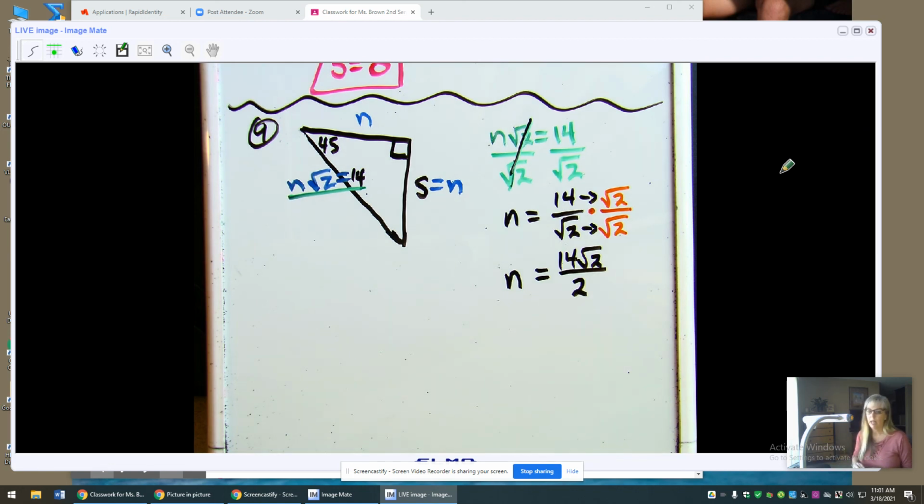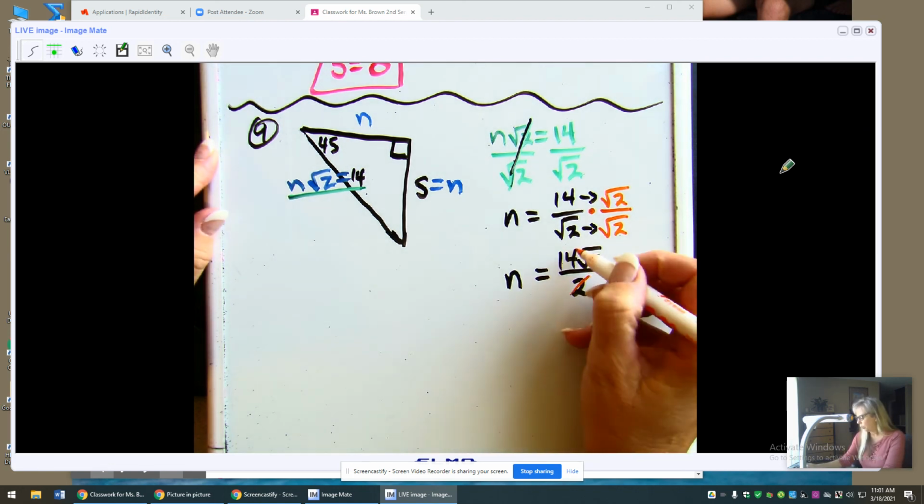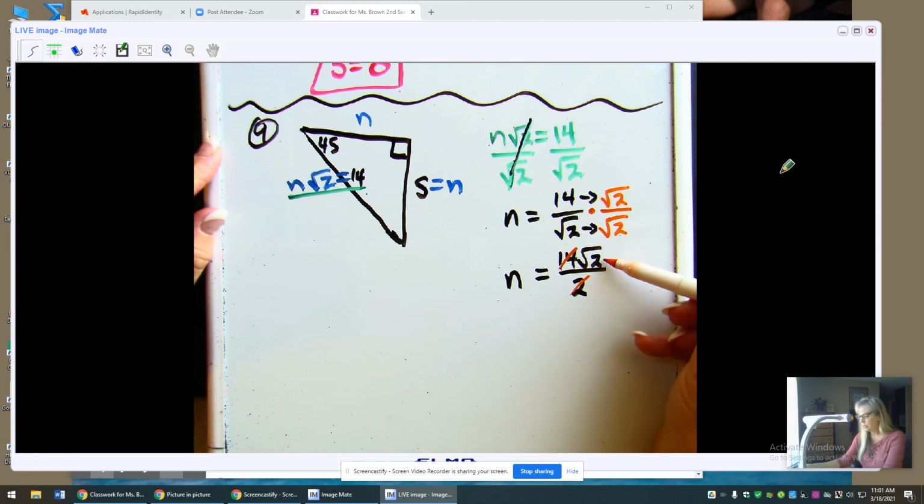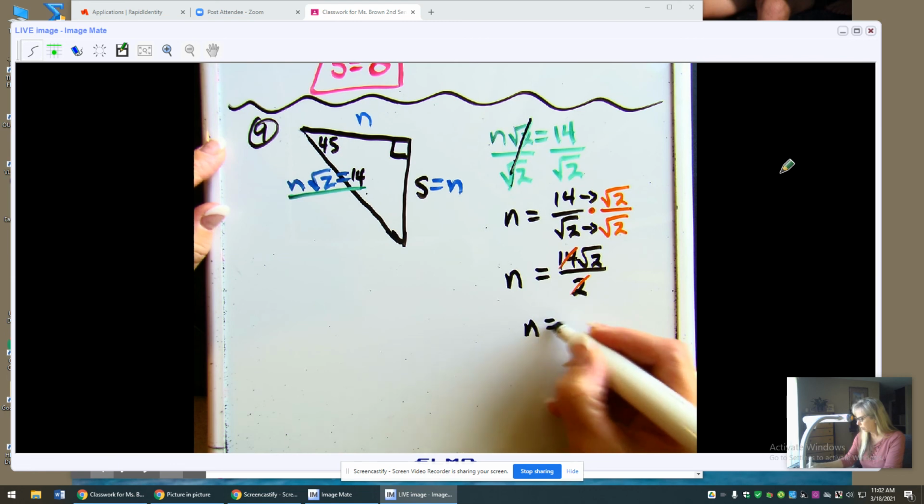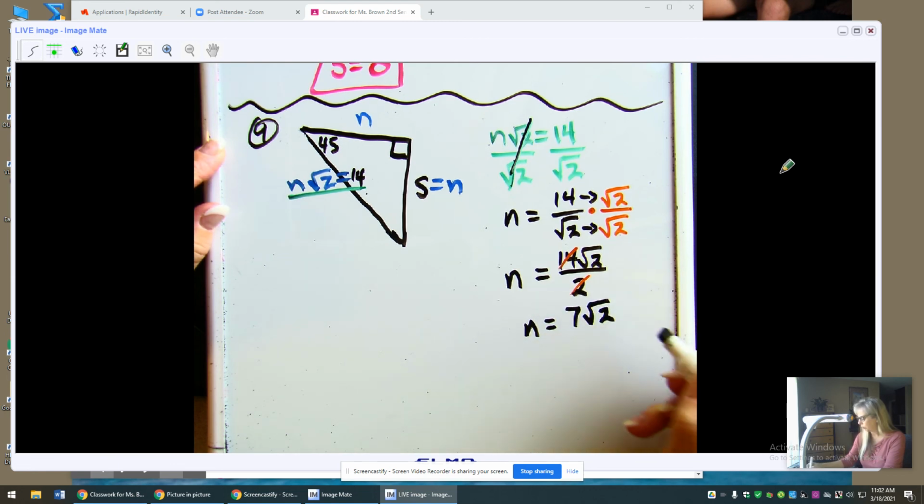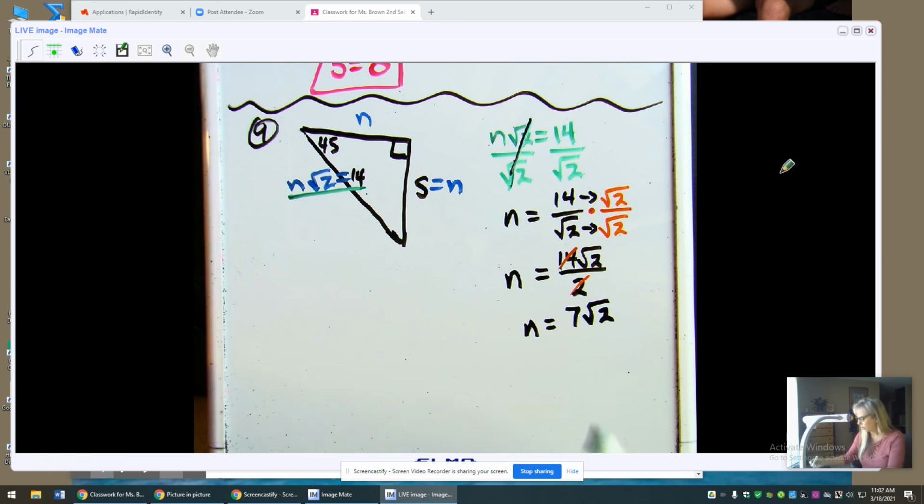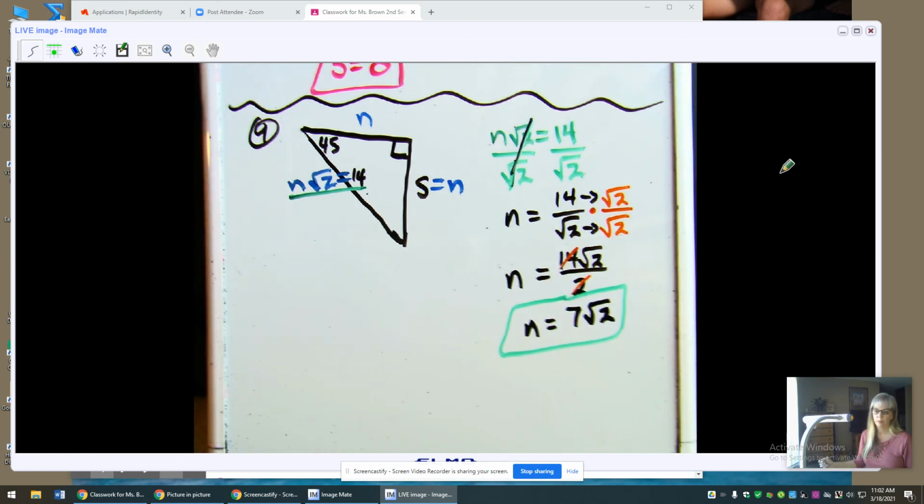We also can't leave it like that. These two can reduce. This 2 cannot reduce with the denominator 2 because that's not a 2. That is the square root of 2, which is 1 point something. Whatever it is, it's not divisible by 2. So you cannot reduce the square root of 2 with 2, but you can reduce 14 and 2. So that's going to give us an n value of 7 times the square root of 2. Finally, all that work, and we have an n value.